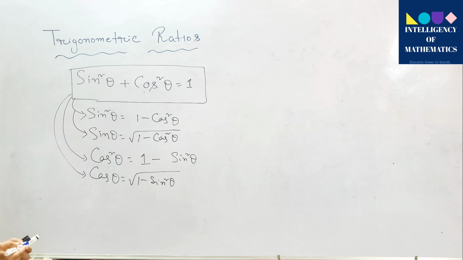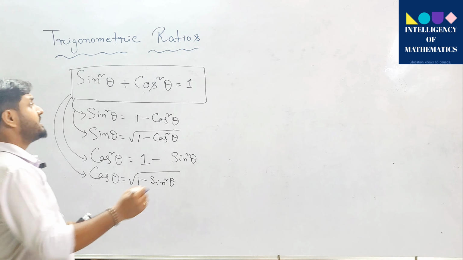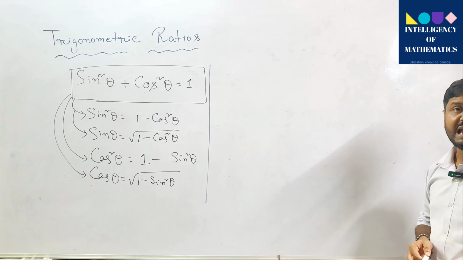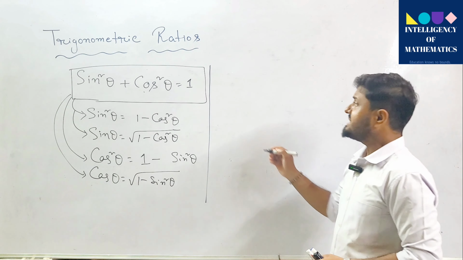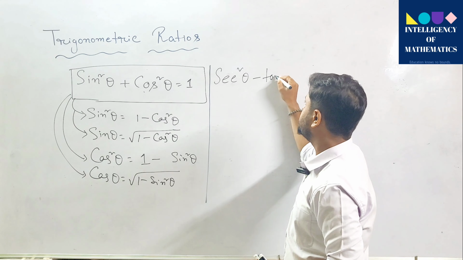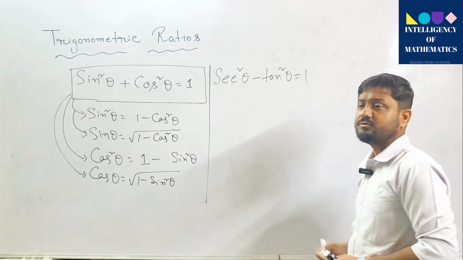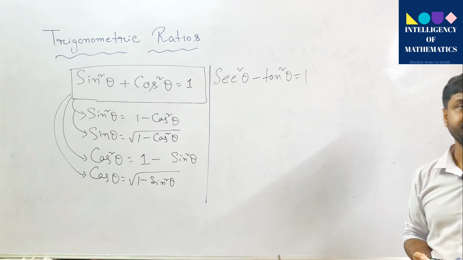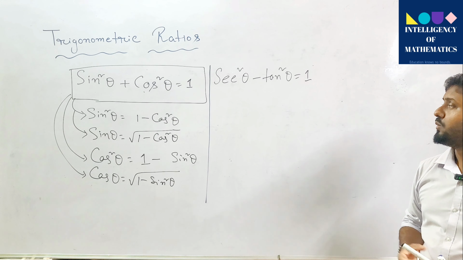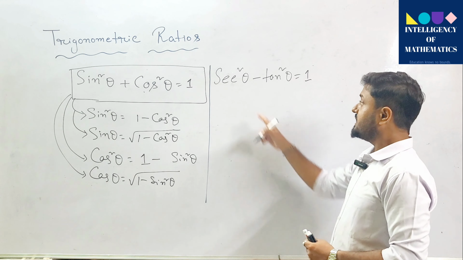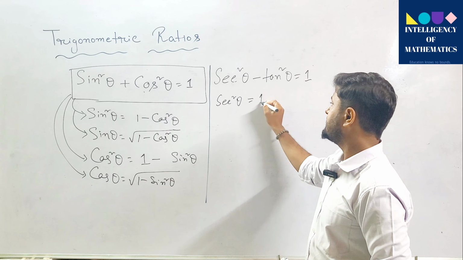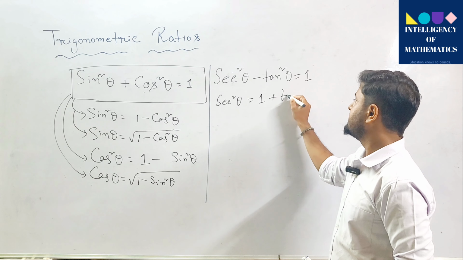Our next identity is between sec and tan. So the next identity formula is giving you this formula, sec square theta minus tan square theta equivalent to 1. So from this formula, like this one, 4 quantities again we can take out. What are the 4 quantities? First quantity is sec square. So sec square theta will be equivalent to 1, and tan square will be shifted, so it will become plus tan square theta.